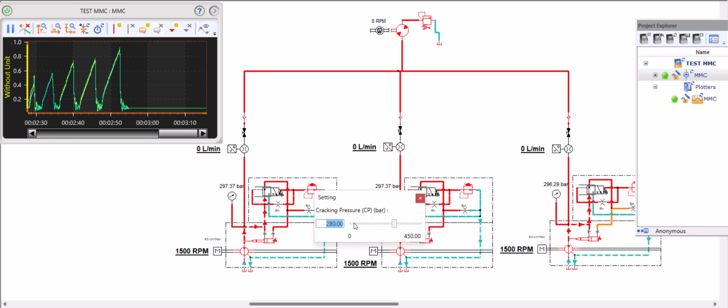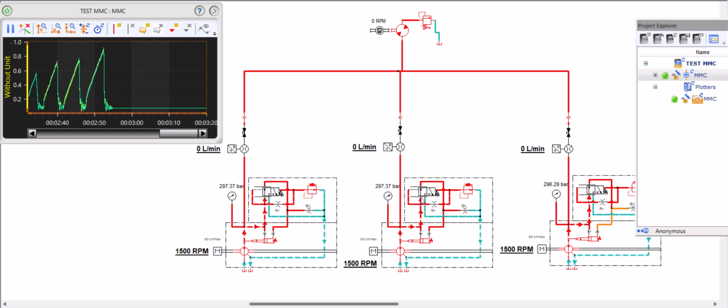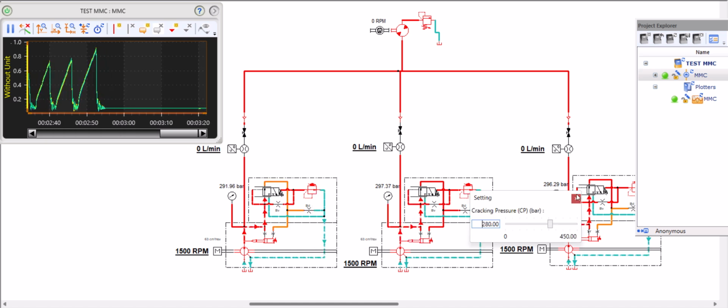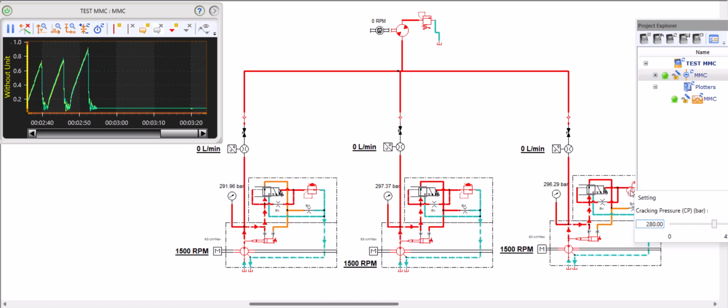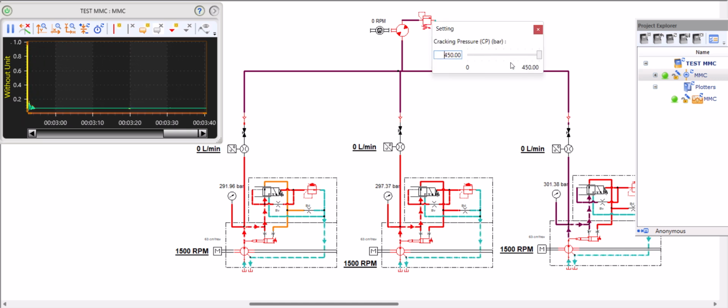On the left, we are putting this at 275 bar. Here it is 280 and on the rightmost, we will set it to 285 bar. Now, this is more of an ideal approach of what you will see in the industry where there will be some differences in the compensator setting. Let us see how the reaction of the system is when there is a differential pressure.